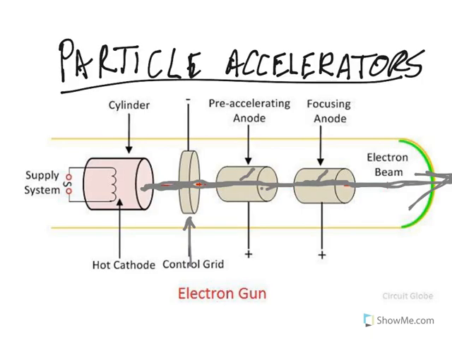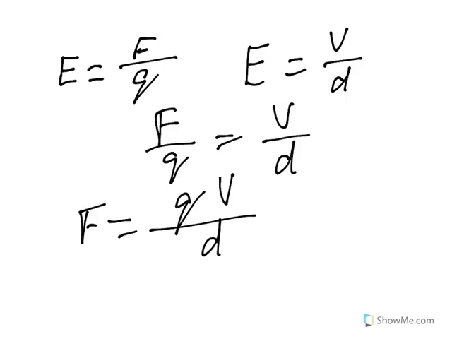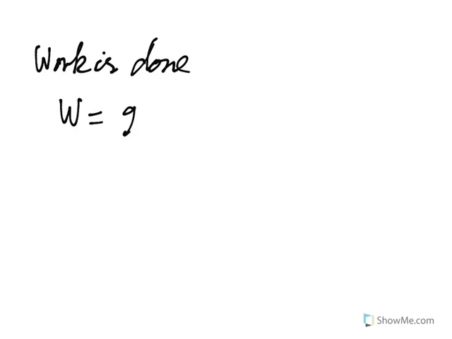Going back here, the force on these electrons depends on the voltages we've got, the distance between them, and the charge, of course, which is the electrons. When we accelerate these particles, work gets done. Particles start slow, they accelerate, so work is done. In terms of electricity, the work done is the charge times the voltage.